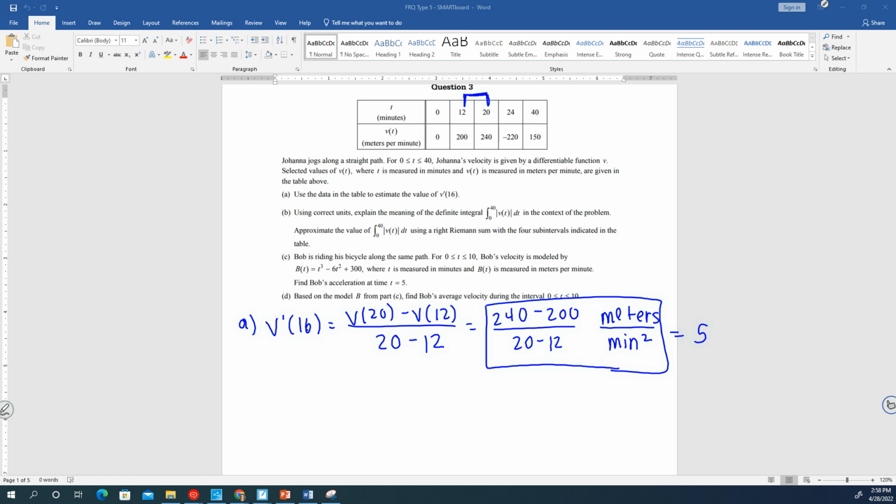Okay, here's a good example. B says, using correct units, explain the meaning of this definite integral. Okay, anybody know what that absolute value of velocity means? Remember? Yes. Distance traveled. Total distance traveled. Good. And then they want us to approximate that value using a right Riemann sum.